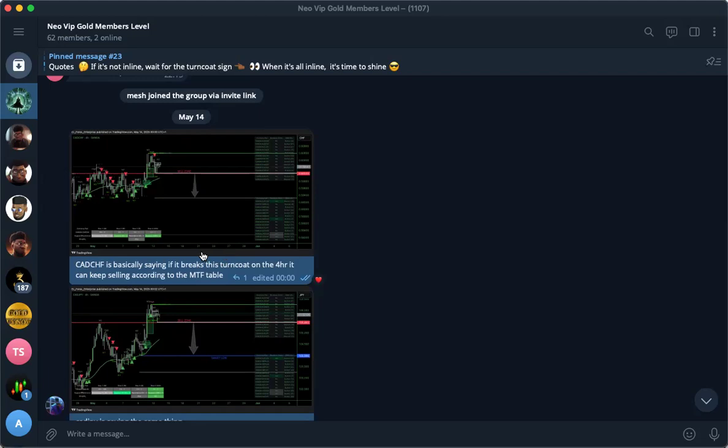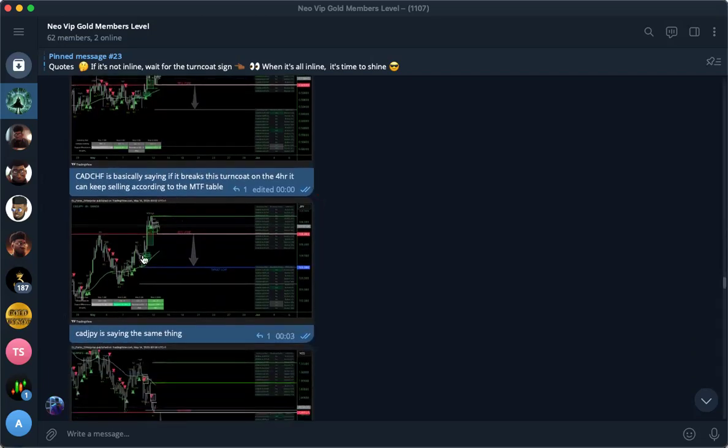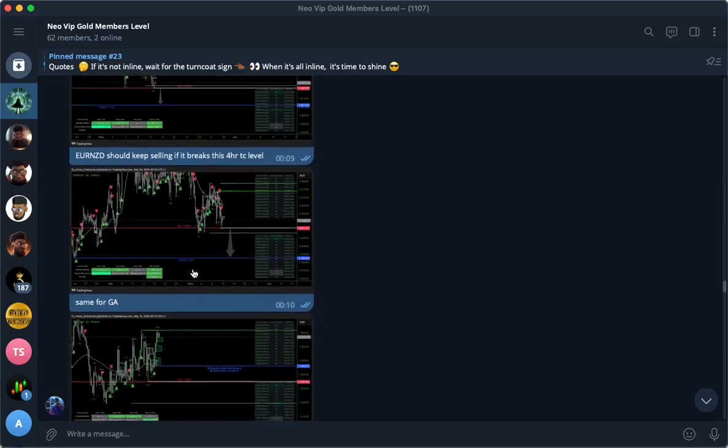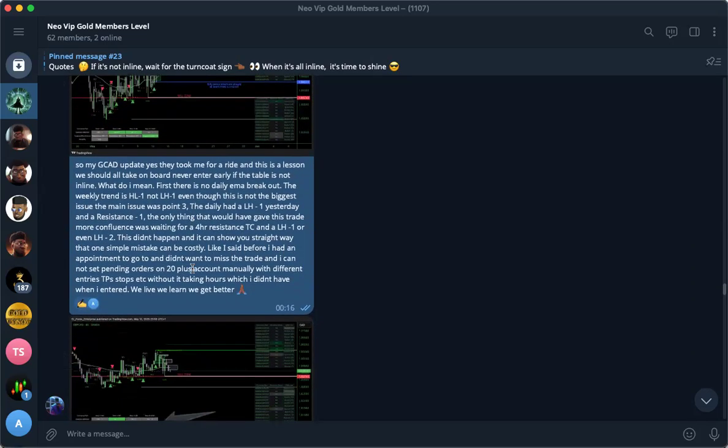So you can see this is CAD CHF. It's actually selling as well. I haven't even gone back to that one yet. There's CAD JPY as well. So I'm even going to go between these just to show you. But you can see I put all of them in here, basically.